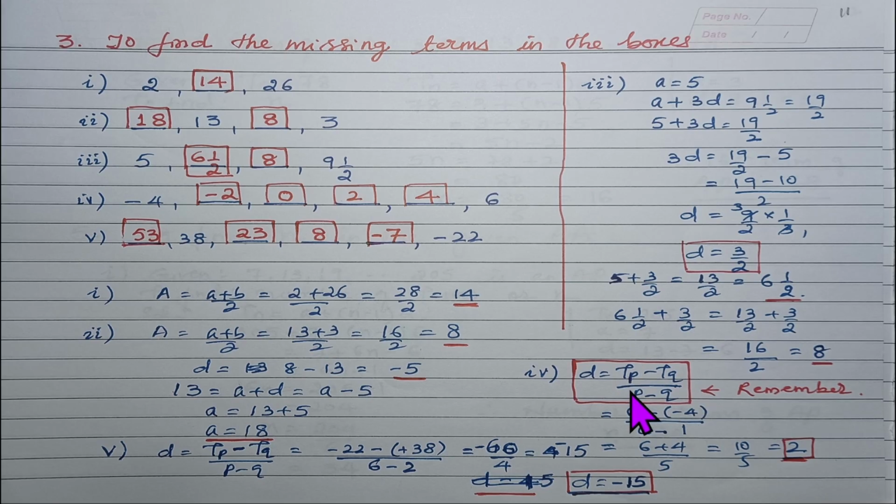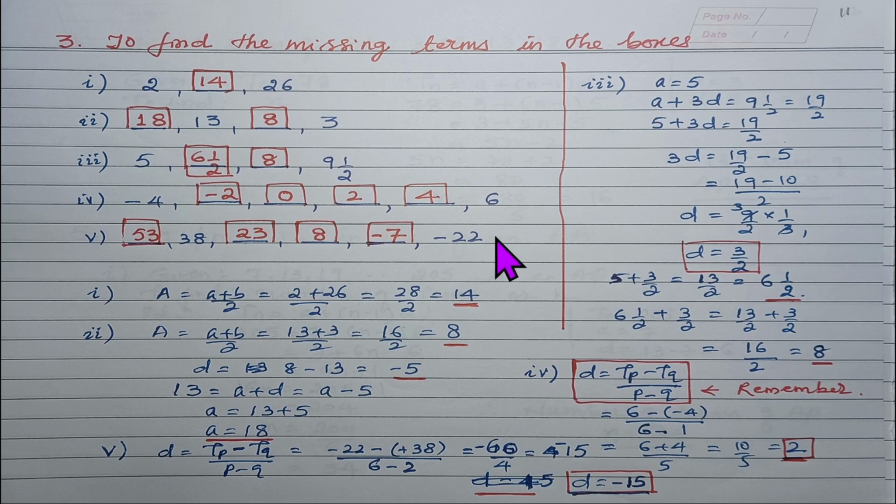d is equal to (tp minus tq) divided by (p minus q). The tp means the pth term. The pth term is 6 here. I have taken, see, 1, 2, 3, 4, 5, 6, the sixth term is 6. And the first term is minus 4, so tp minus tq will be 6 minus of minus 4, where the sixth term is 6 and the q term is 1. So 6 minus of minus 4 becomes 10 divided by 5, and I have got d as 2. Once I get d as 2, minus 4 plus 2 is minus 2, minus 2 plus 2 is 0, 0 plus 2 is 2, 2 plus 2 is 4. So that is how we get the 4 boxes filled there.